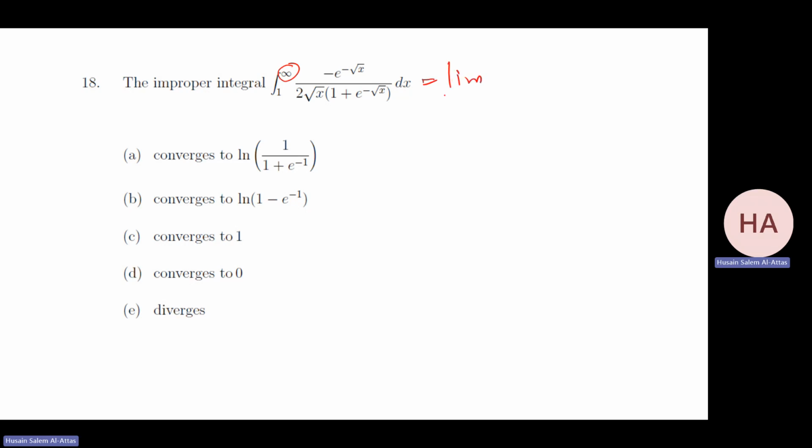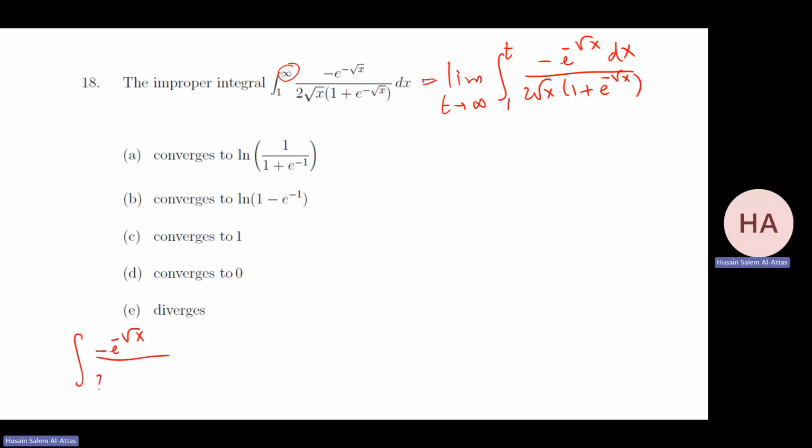So I have the limit as t goes to infinity, from 1 to t, of e to the minus square root of x over 2 square root of x times (1 plus e to the minus square root of x) dx. Yeah, this integral, let me do it here. It's not a difficult one, but you need to be careful. I think there is a minus sign missing somewhere.